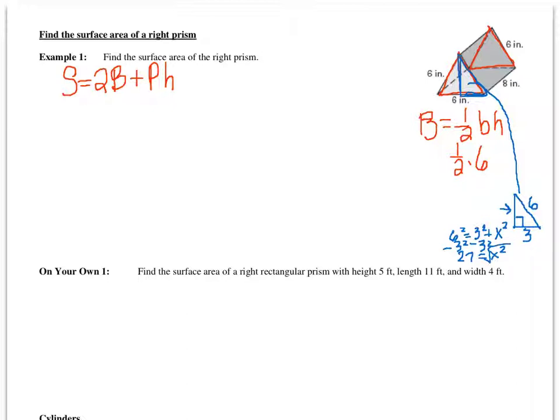So we'll take the square root of both sides. So my side length is the square root of 27. And I could reduce that as a radical, but I'm just going to keep it the square root of 27 for now. So my height is the square root of 27, which I found down there.